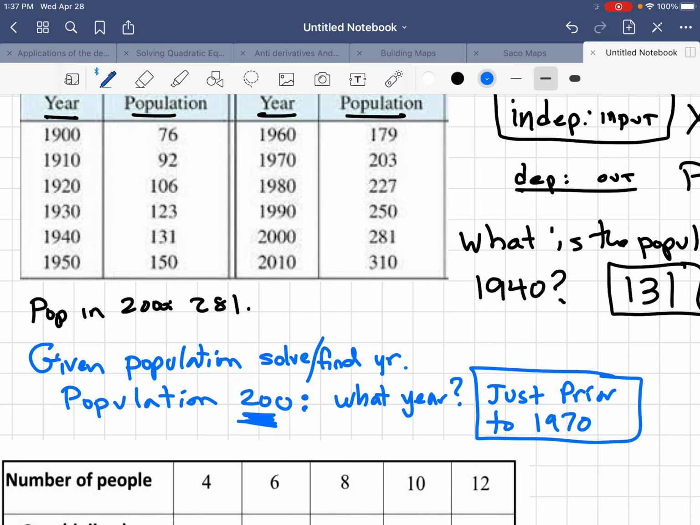If you want to speculate, you can, but we really can't tell. We don't know. I can confidently say it happened before 1970 because 1970 had a population of 203. So we're working backwards. We're given the output, and we're going to work to get the input.